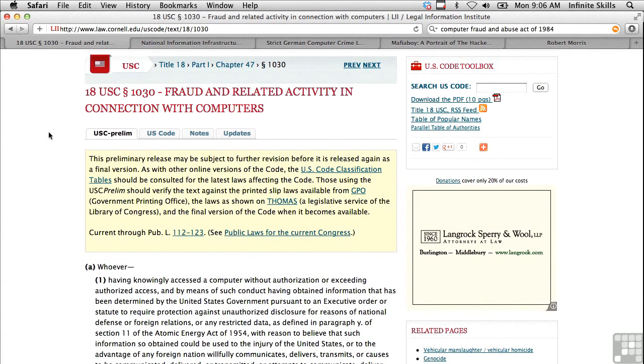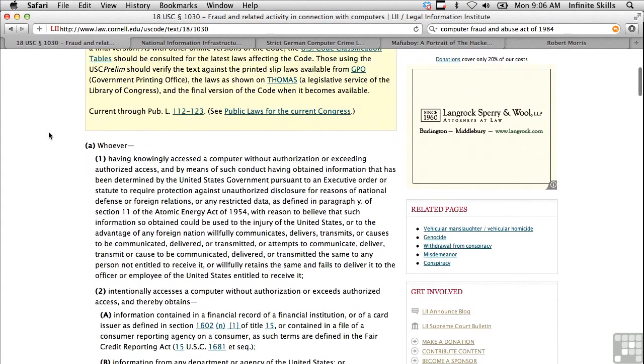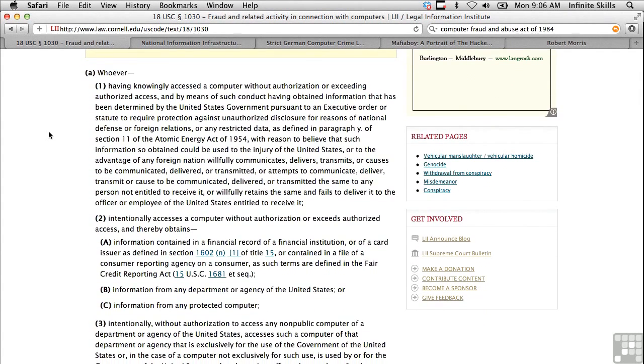The Computer Fraud and Abuse Act was originally passed in 1984 and has been amended a couple of times. One of the important things here is in the very beginning of it: whoever having knowingly accessed a computer without authorization or exceeding authorized access. So they're making illegal unauthorized use of computer systems. And that's exactly what you're doing with ethical hacking if you don't have an agreement in place with your employer so that they know what you're doing and how you're going about doing it.